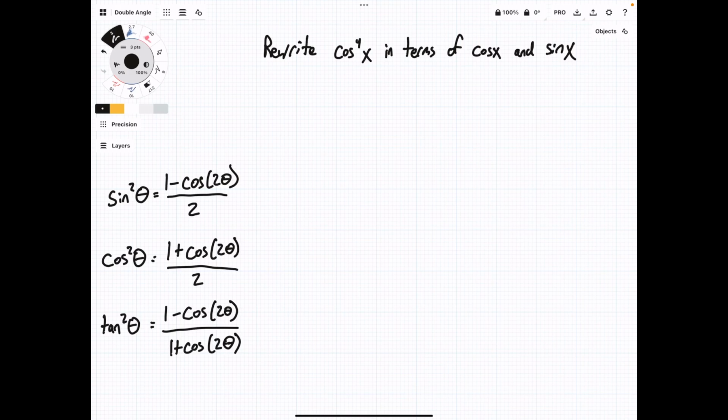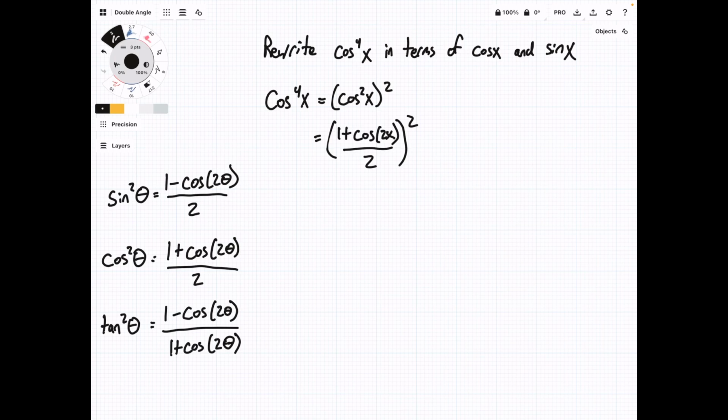Now that we've figured out what the reduction formulas are, we're going to give them a test run. In this question, we're asked to rewrite cosine to the 4th x in terms of cosine x and sine x. So the goal here is to get rid of all higher powers of these trig functions. We're going to start off by rewriting this. Cosine to the 4th x is actually equal to cosine squared of x, squared. And immediately we should see that this cosine squared value is something we have a reduction formula for. So we're going to substitute in what we figured out, which is going to be 1 plus cosine of 2x over 2, squared.